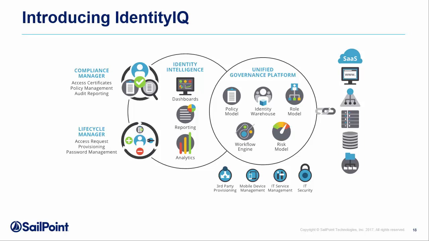The Unified Governance Platform provides the infrastructure for storing your identity data and modeling your business. With our provisioning layer, you can write access changes directly to other applications in the enterprise using the built-in Identity IQ provisioning engine. Or we can integrate with your existing provisioning applications or your service desk software to manage the final steps in the provisioning process.